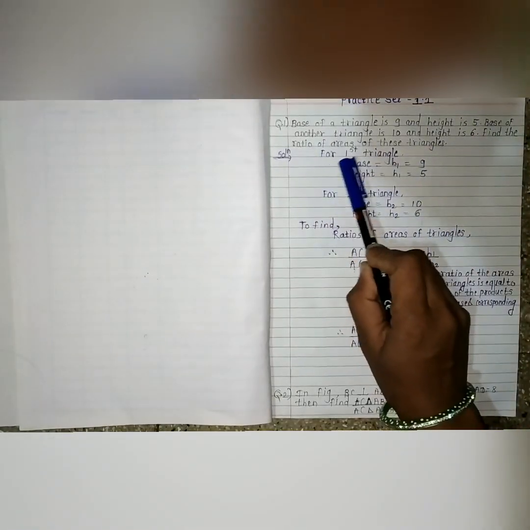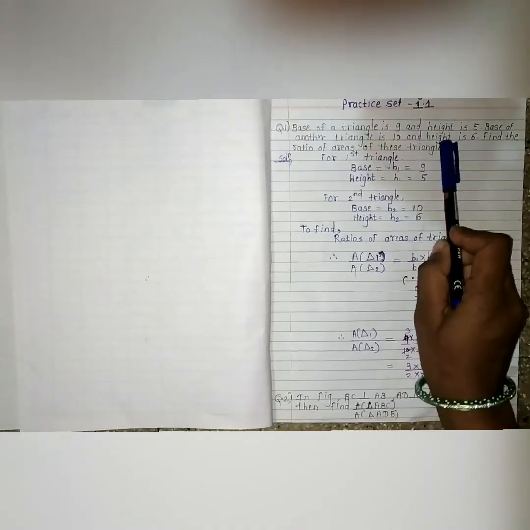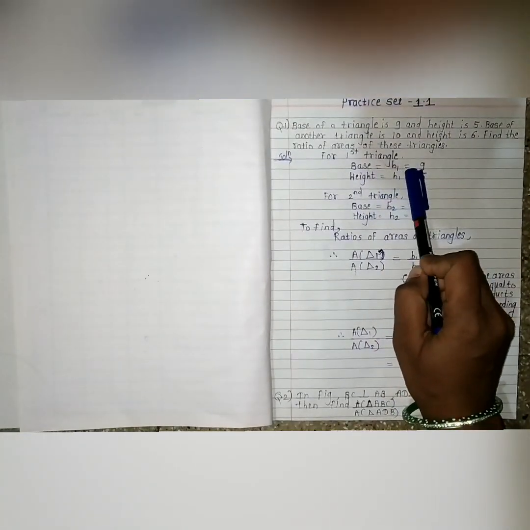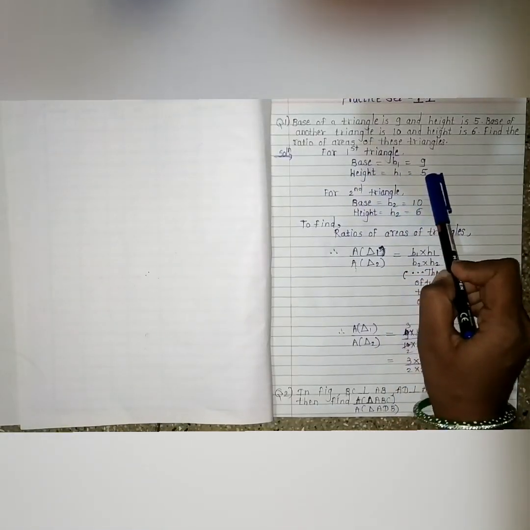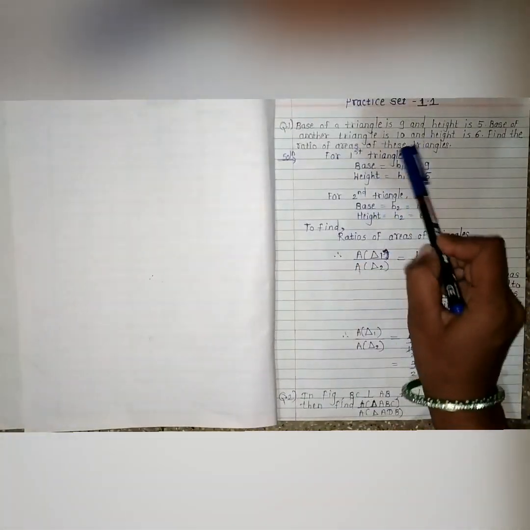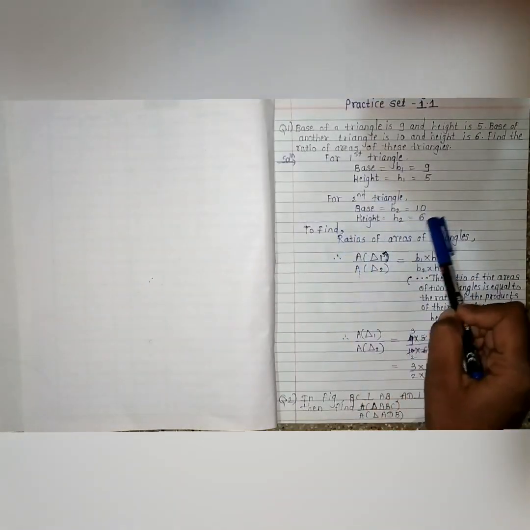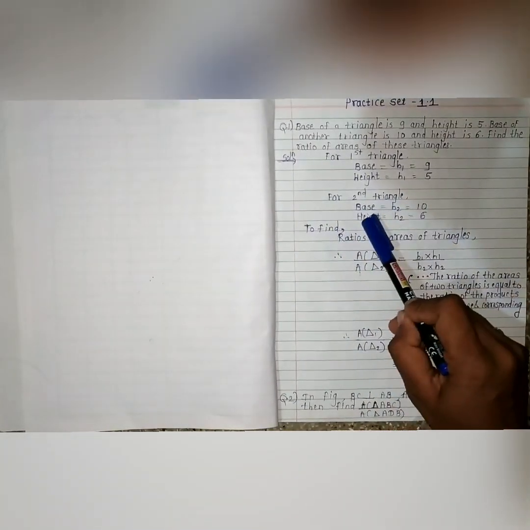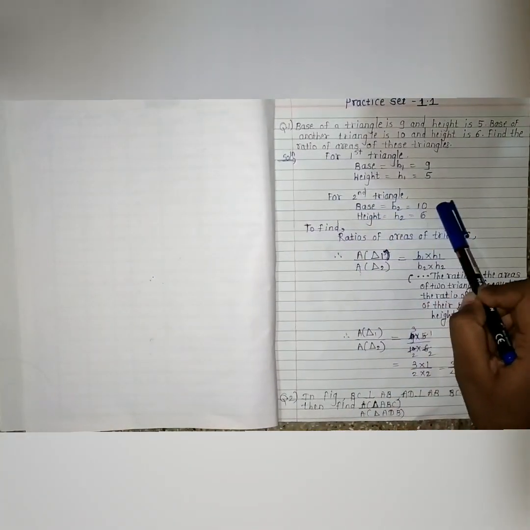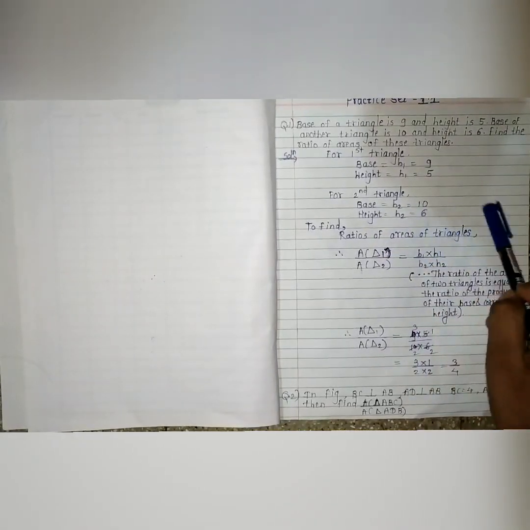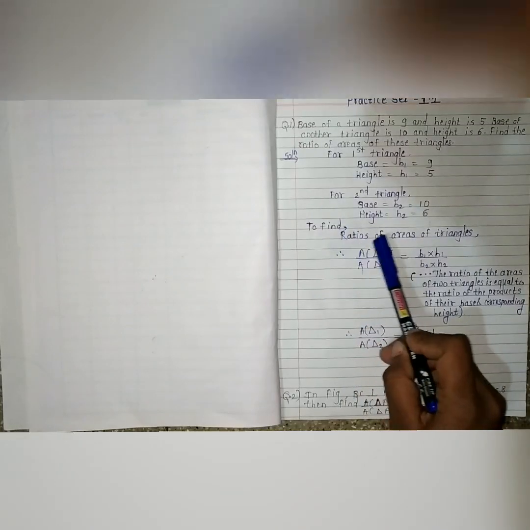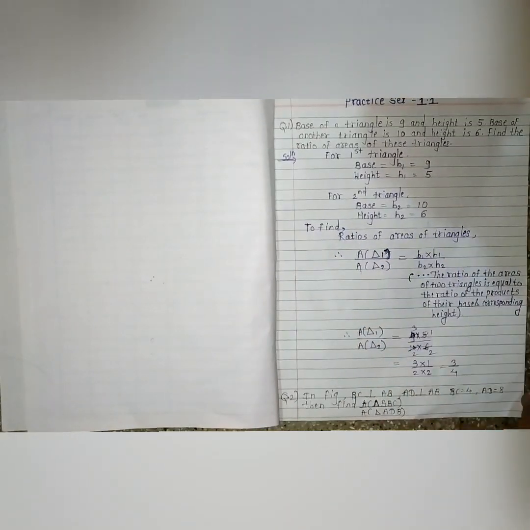Solution. For the first triangle, base B1 is equal to 9 and height H1 is equal to 5. This is the information for the first triangle. Now the information for the second triangle: base B2 is equal to 10 and height H2 is equal to 6. We have to find the ratio of the areas of the triangles.